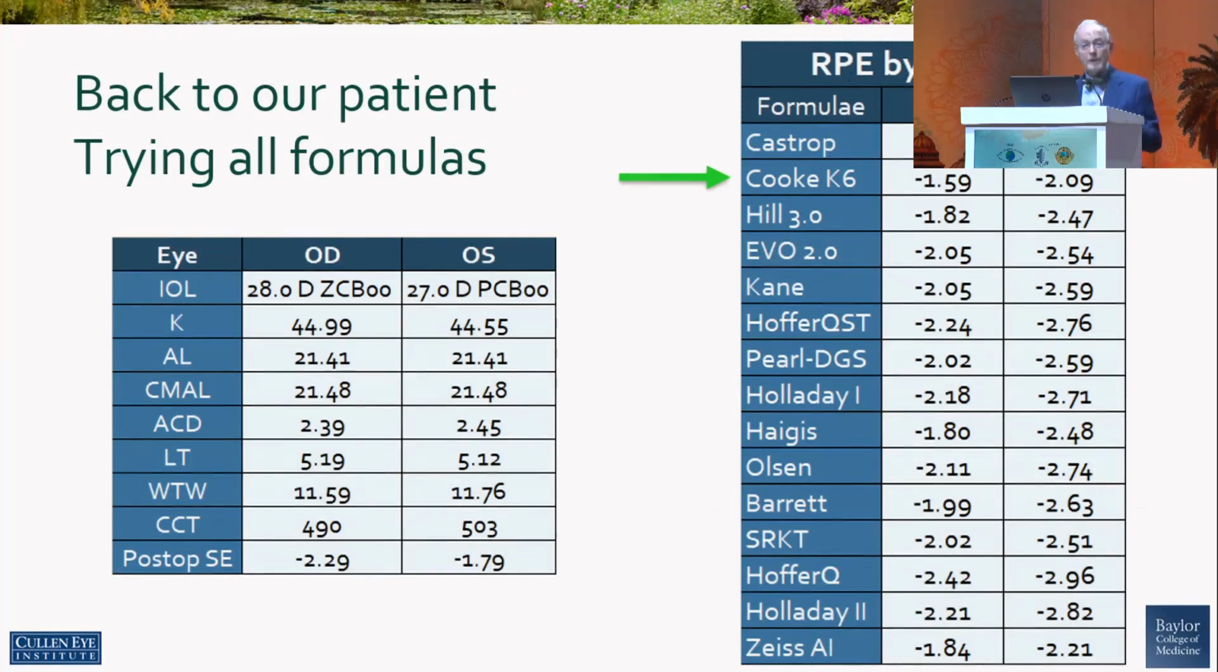So let's go back to my patient. Did any of these formulas work well in my patient? And the answer is no, they were all off, including the Zeiss AI. Actually, the Cook formula was the most accurate there.